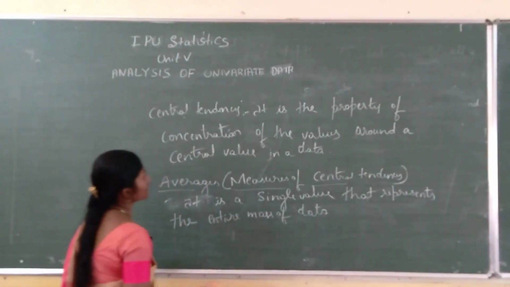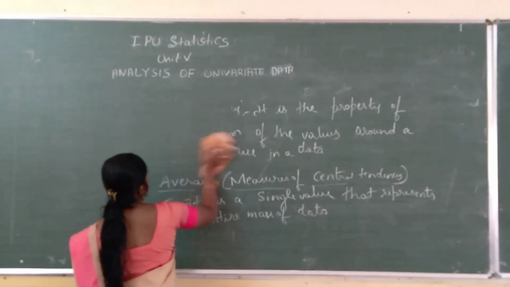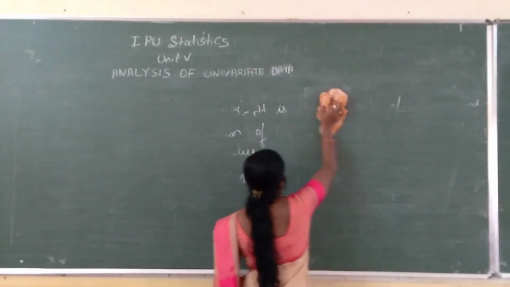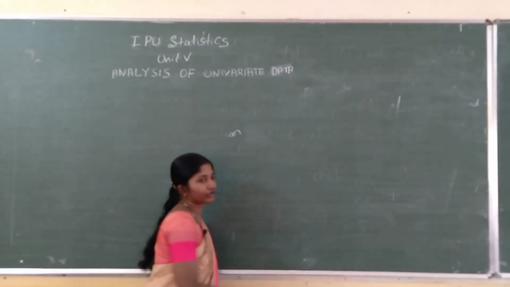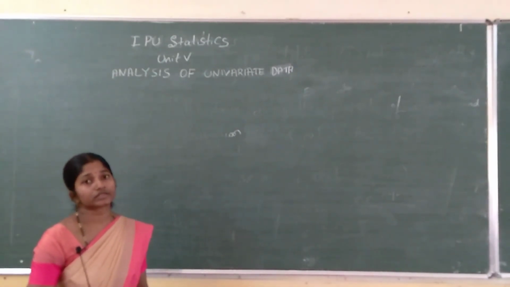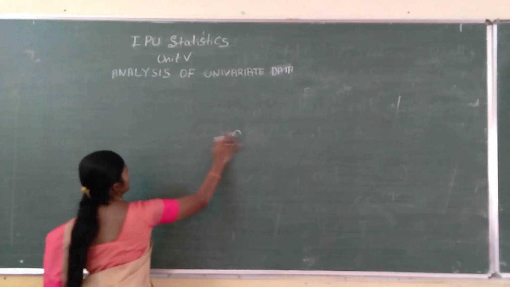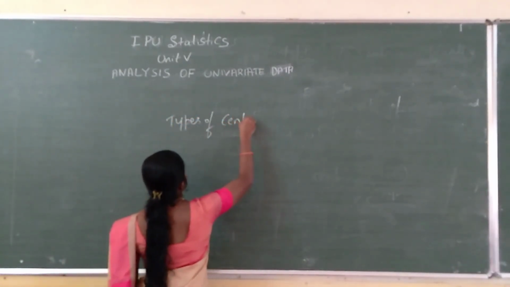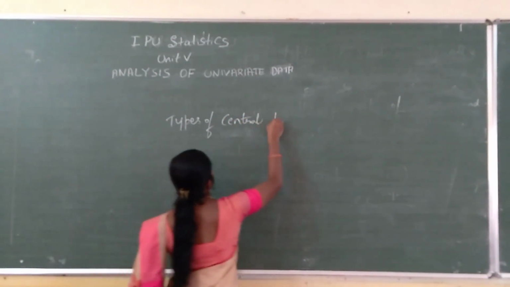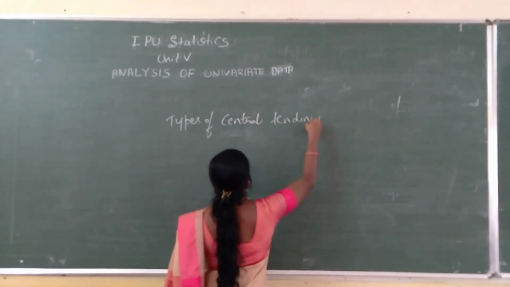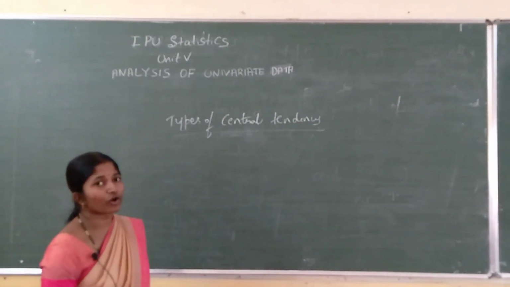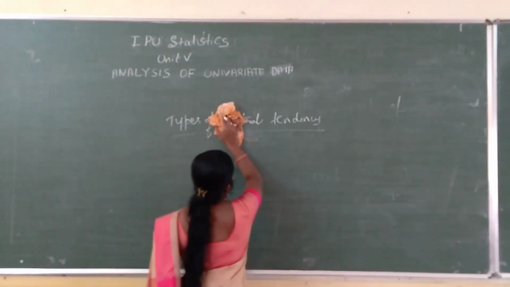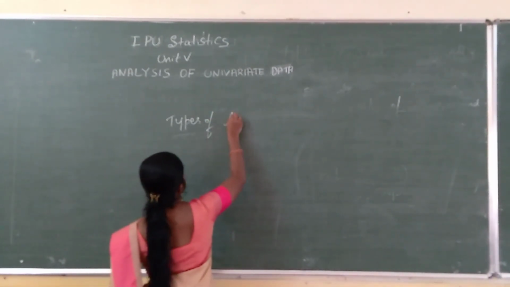Next, types of central tendency. Already you have studied the various types of central tendency, which are types of average. We can say that averages, I will write averages, that means measures of central tendency.